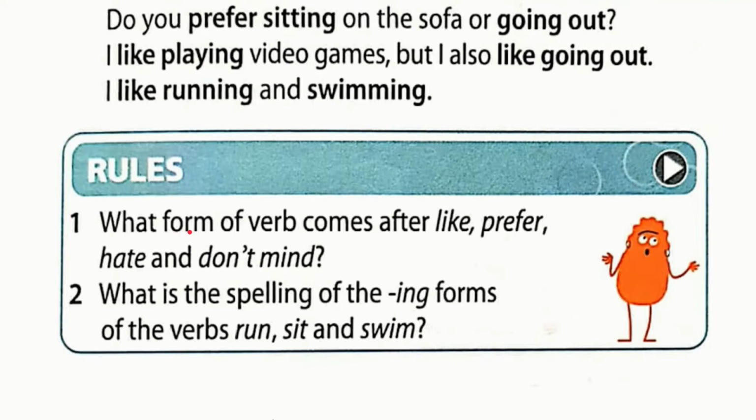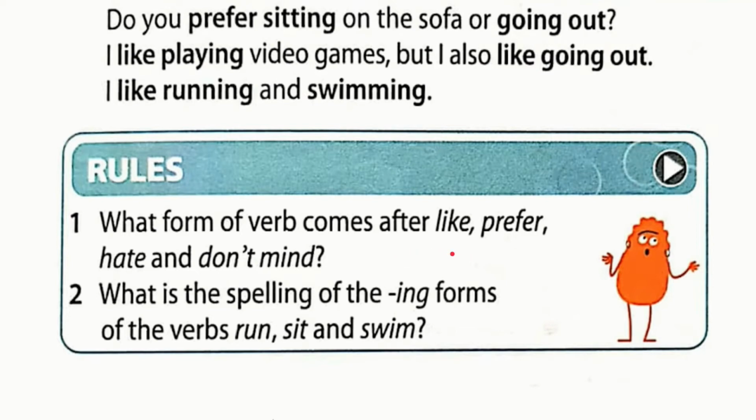Okay, so the rules of this, number 1: what form of verb comes after like, prefer, hate, and don't mind? Okay, we have all this. Don't mind means you don't care, you don't mind whether it is okay or not okay. Hate means you really don't like it. Like, you know, you love it. You prefer it, it means you prefer certain items or certain activities more.